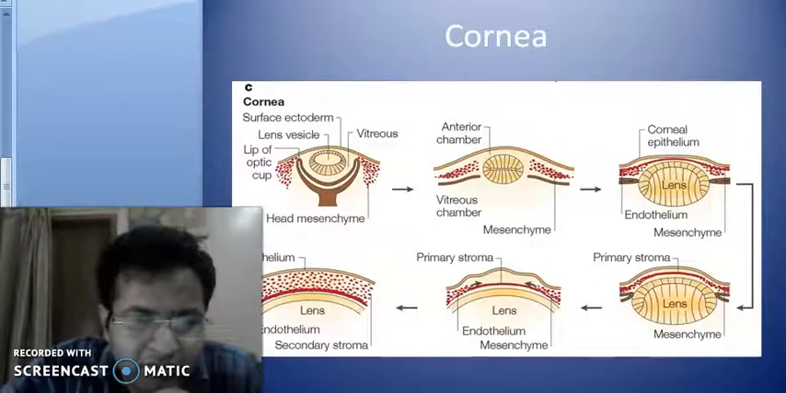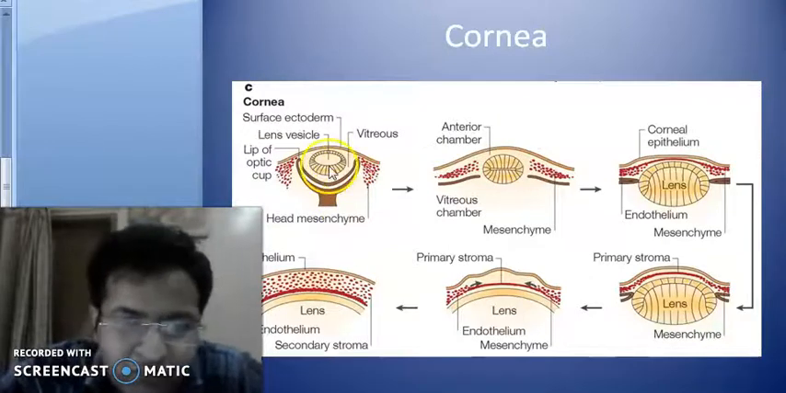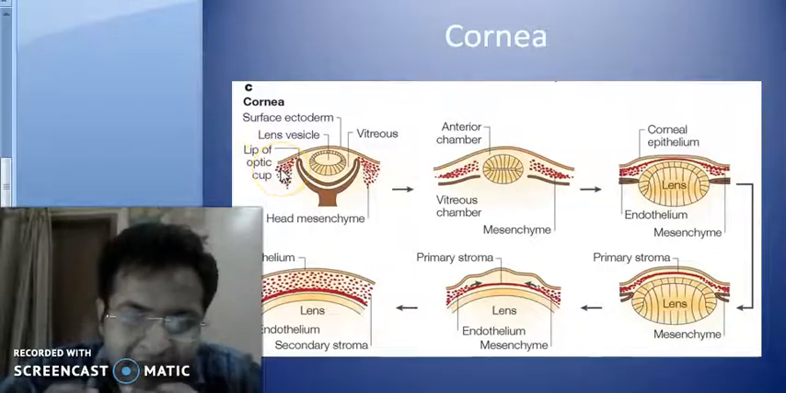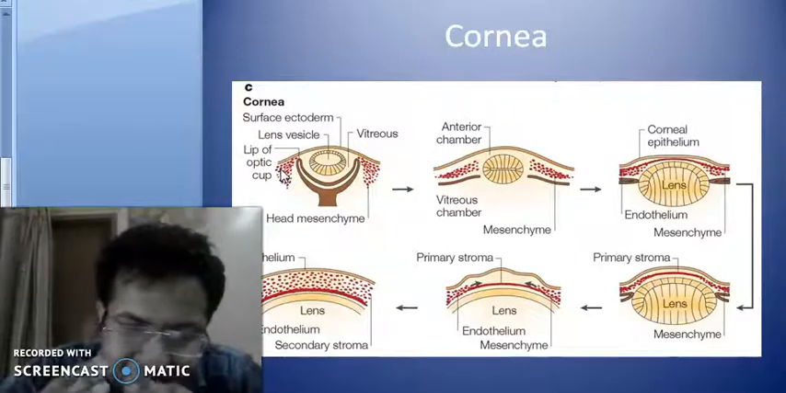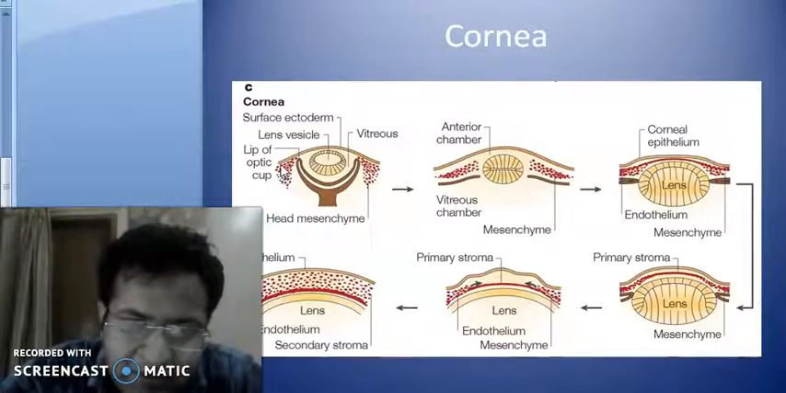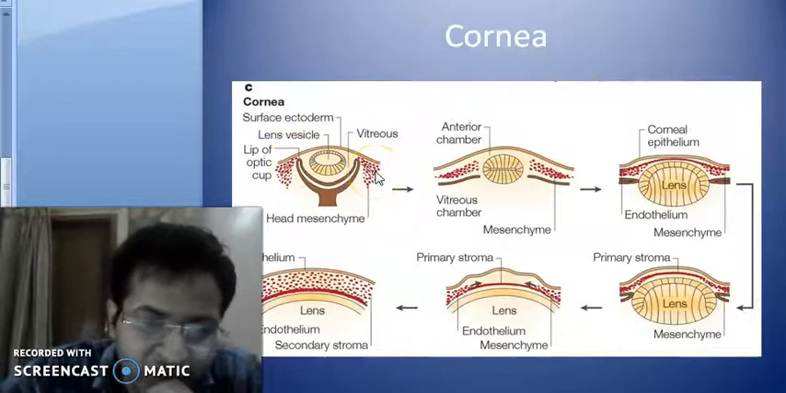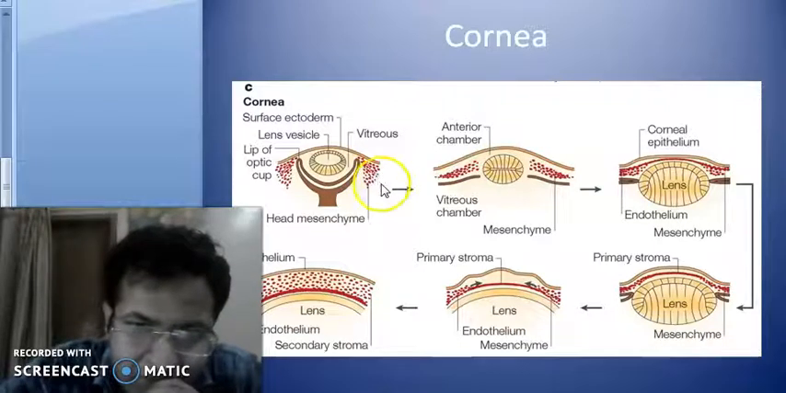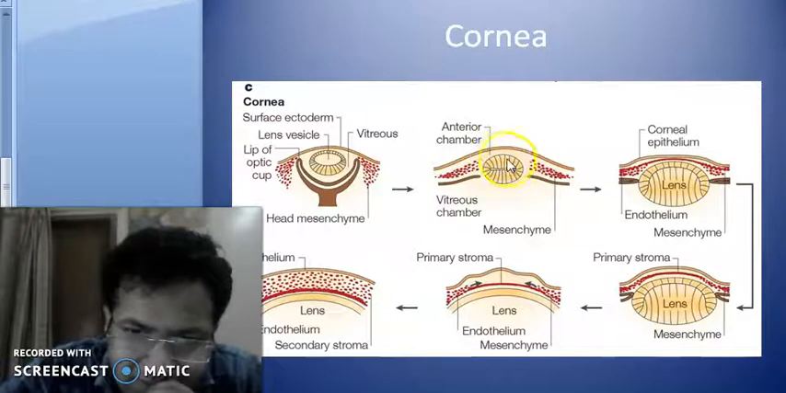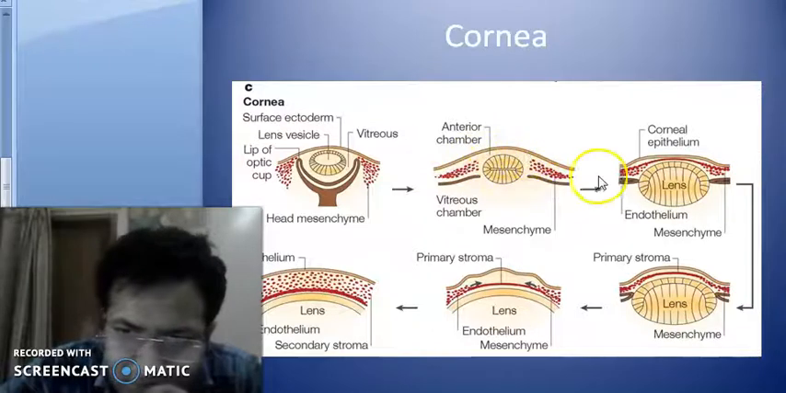When we come to the development of the cornea, we already saw that the mesenchyme invades the front of the lens vesicle. The fibrous mesenchyme is responsible for the formation of the cornea, and the vascular mesenchyme is responsible for the formation of the iridopupillary membrane. So mesenchyme has started to invade between the lens vesicle and the surface ectoderm, and the surface ectoderm changes into the corneal epithelium at that part.